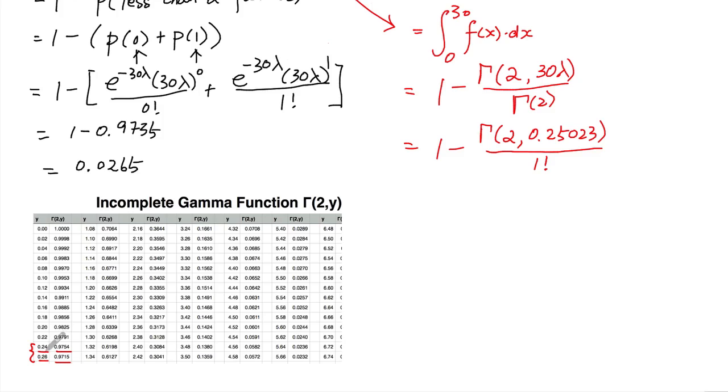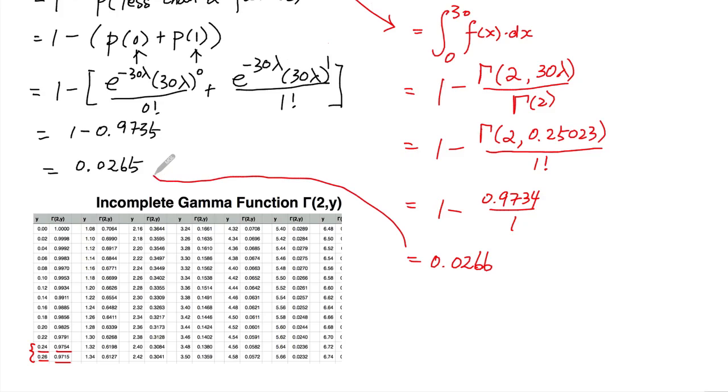So do a linear interpolation, and I have interpolated that, and interpolating we end up getting gamma of 2 comma 0.25023 equal to 0.9734 over 1 factorial, which is simply 1. And computing this probability, we get 0.0266. As you can see, the Poisson way and the gamma function way should yield the same answer.